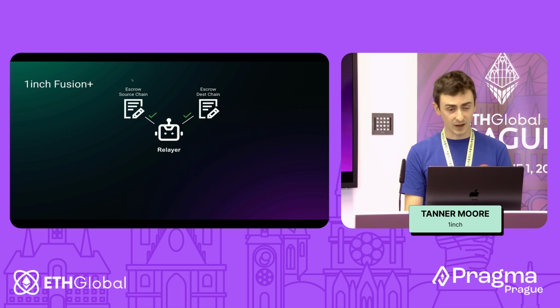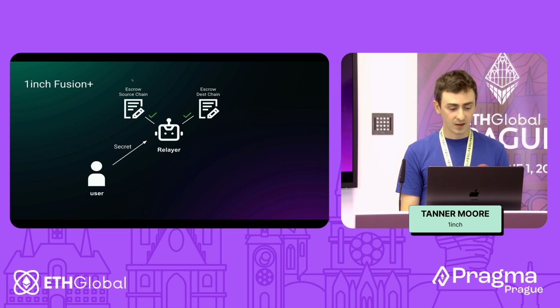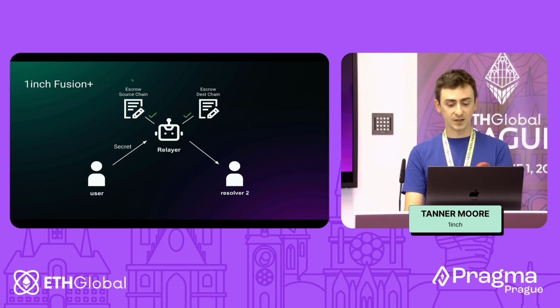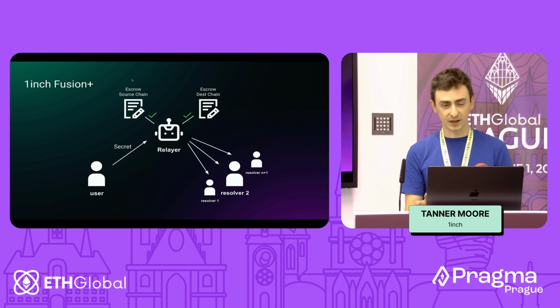Once that looks good, then they're going to go back to the user and say, hey, everything looks good on the escrow contract side. Now it's time to share your secret. The user shares their secret with the relayer, and the relayer now gives the secret to the resolver to publish and complete the transaction for both sides. They will also be giving this secret to every other resolver, but they'll have a small window where resolver 2 can be the one to complete this.